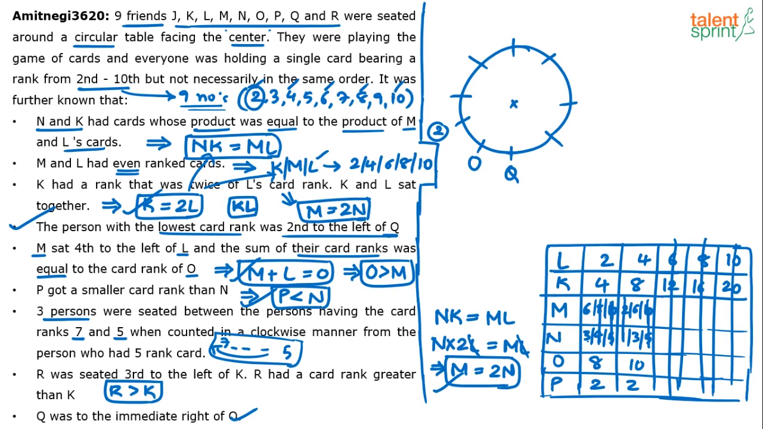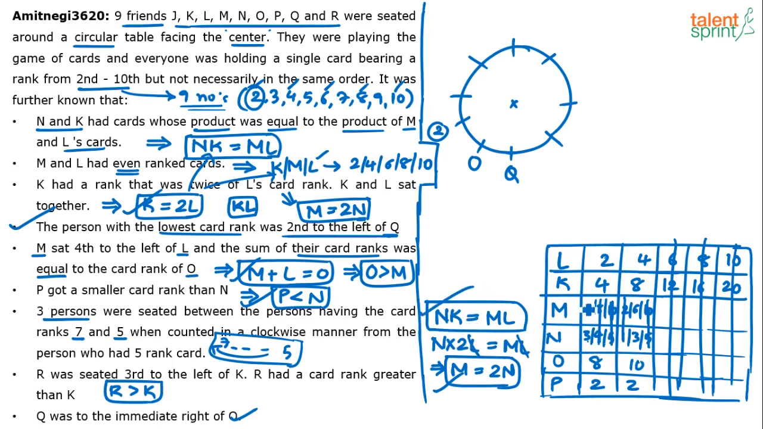What else can be found? We have found L, K, M, N, O, P. Check this one. Maybe this equation will help us eliminate some possibility. There are two possibilities that we have got, right? Let's see if it helps us eliminate. N into K equals M into L. N into K, 3 into 4, 12. 6 into 2, 12. Oh, satisfies. Here, N into K, 3 into 8, 24. 6 into 4, 24. Oh, this also satisfies. So I think this is verified.